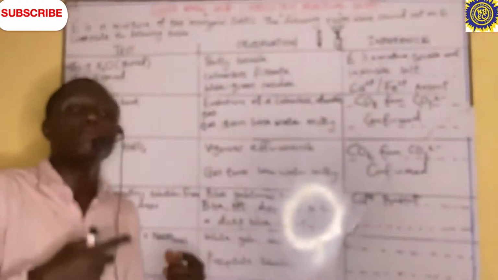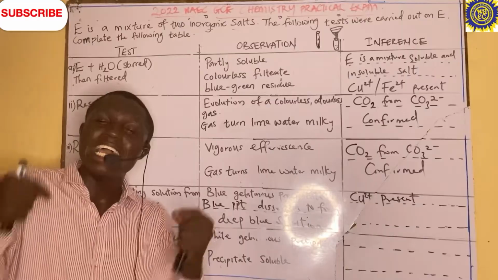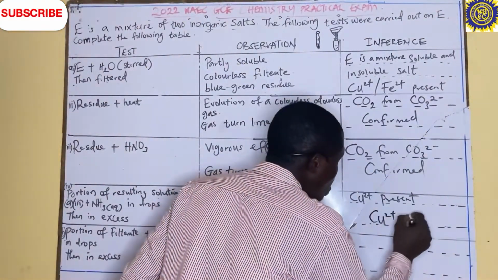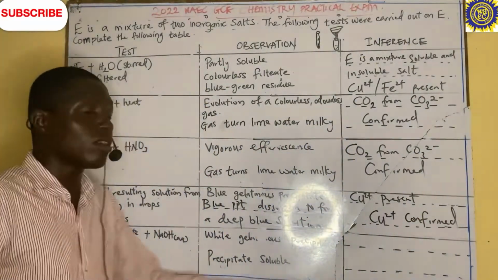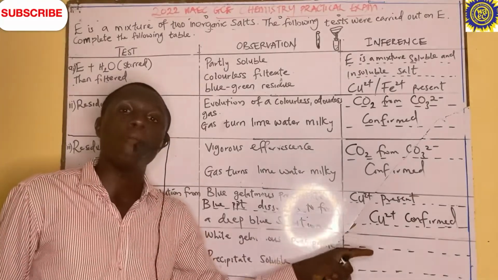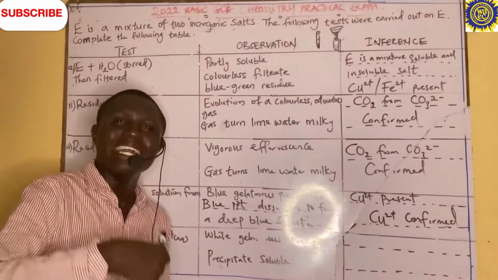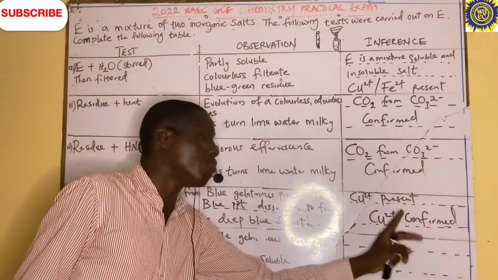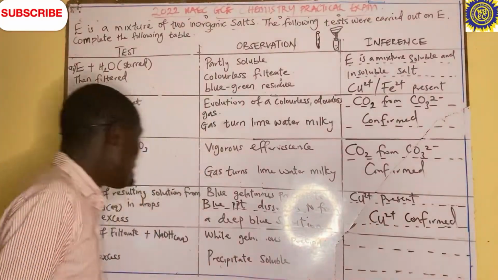Whenever the blue precipitate becomes deep blue in the presence of excess aqueous ammonia, then we say Cu2 plus confirmed. Please know that that's one of the confirmatory tests of copper 2 ion in a solution. So when you add aqueous ammonia in excess to a copper solution, it becomes deep blue. So Cu2 plus confirmed. When it becomes deep blue, then you say Cu2 plus is confirmed. So that's that about that.